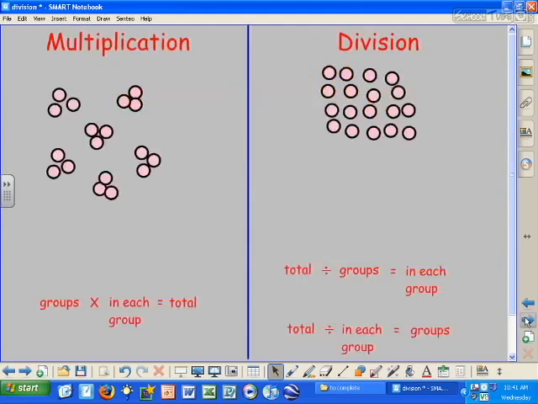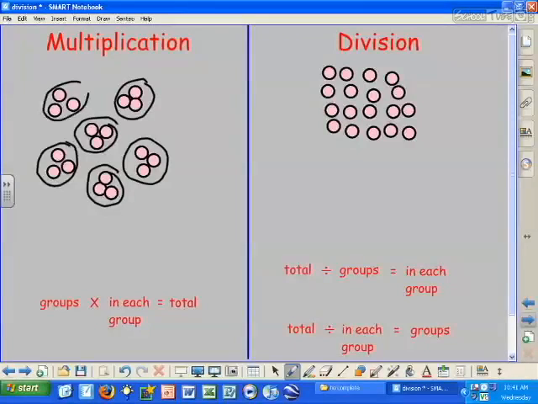Division is related to multiplication. So here's multiplication. We looked at this already a little bit with the fact family. So right here we have how many groups? 1, 2, 3, 4, 5, 6. Six groups. How many are in each group? 3 in each group equals a total of 18. 6 times 3 equals 18.